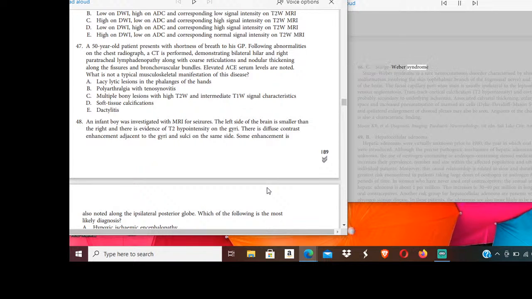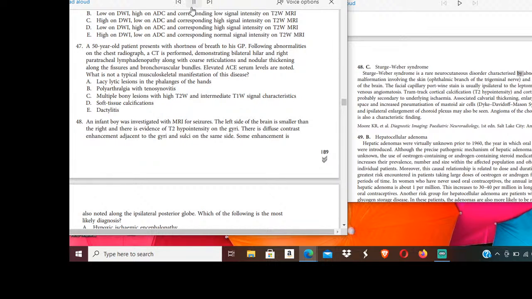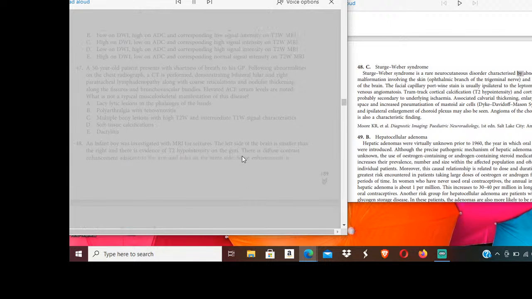48. C. Sturge-Weber syndrome. Sturge-Weber syndrome is a rare neurocutaneous disorder characterized by... 48. An infant boy was investigated with MRI for seizures. The left side of the brain is smaller than the right, and there is evidence of T2 hypointensity on the gyri. There is diffuse contrast enhancement adjacent to the gyri and sulci on the same side. Some enhancement is... Chapter 7.